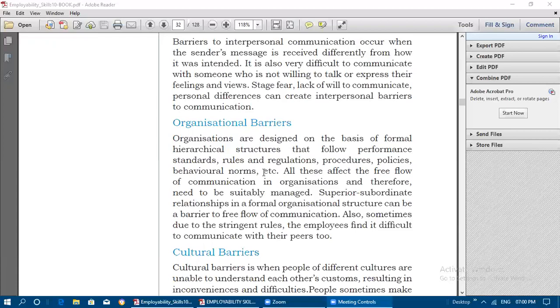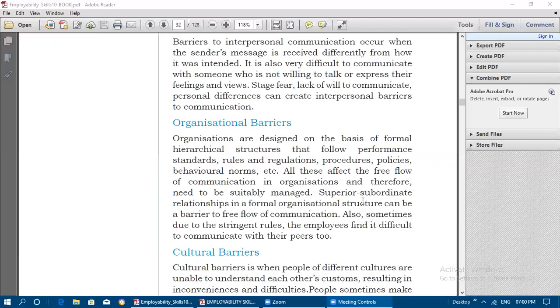When the sender is saying some information inside the organization, we need to obey all these things. It should not affect the communication. So he needs to be able to speak like that. This is also one kind of barrier: these rules, regulations, procedures, policies, and behavioral norms. The sender will not be able to say any information in a free way. So all these will affect the free flow of communication in organizations, and therefore need to be suitably managed.